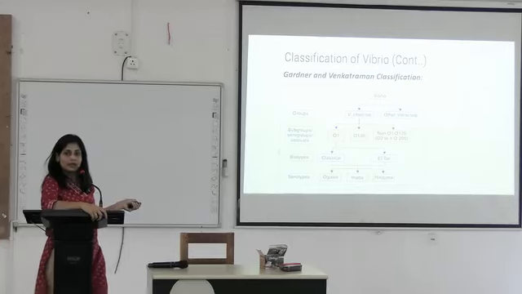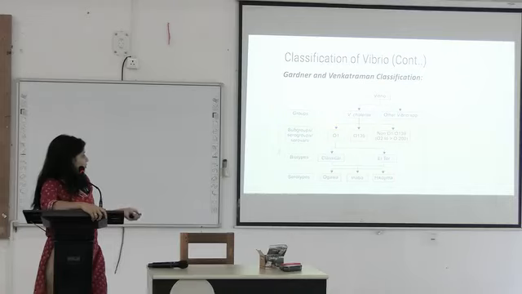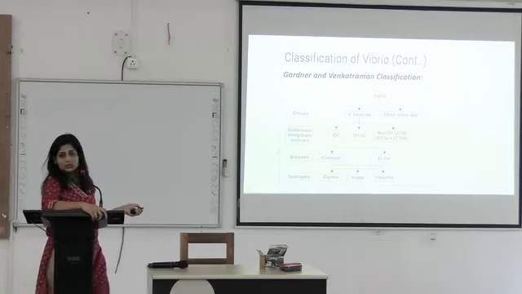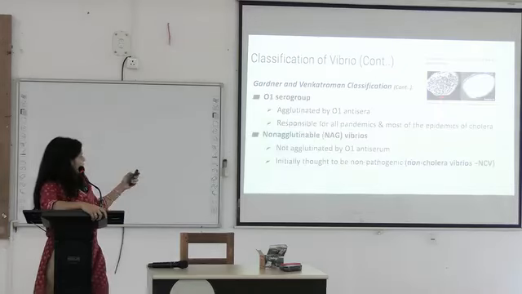Ogawa and Inaba are the two main serotypes, but if both of these traits are present in a certain organism, we differentiate it as Hikojima. This is the classification based on Gardner and Venkatraman. I told you about the O1 serogroup. It is agglutinated by O1 antisera.